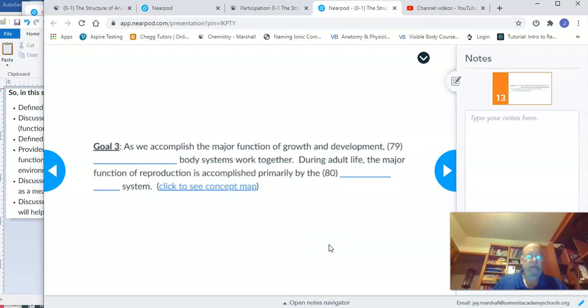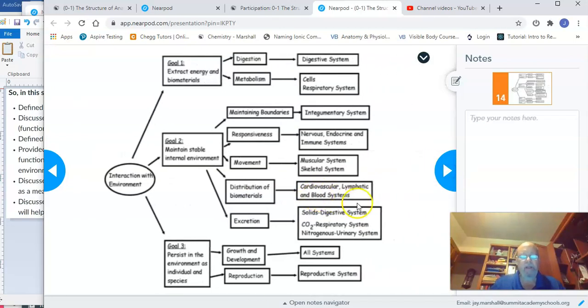Then as we accomplish the major function of growth and development, all body systems work together. So all systems work together to maintain our successful interaction with the environment. And during adult life, the major function of reproduction is accomplished primarily by, of course, the reproductive system. So now I've completed my concept map.